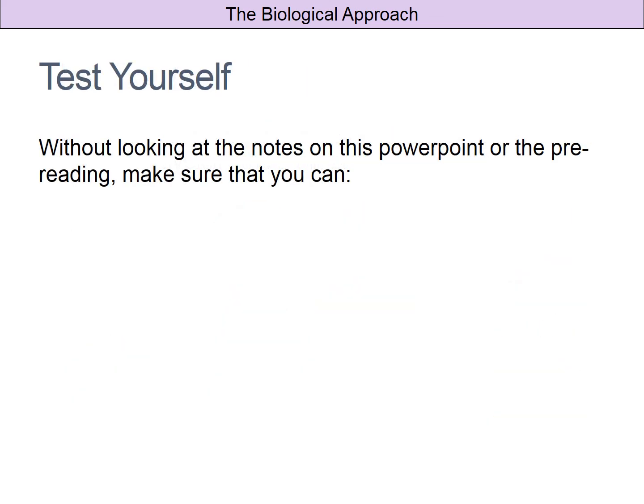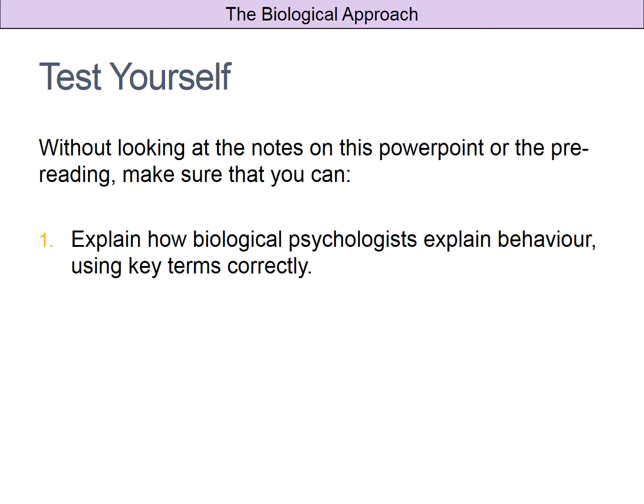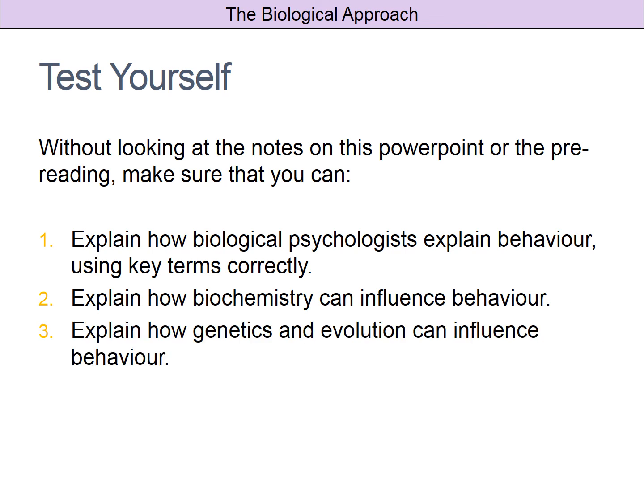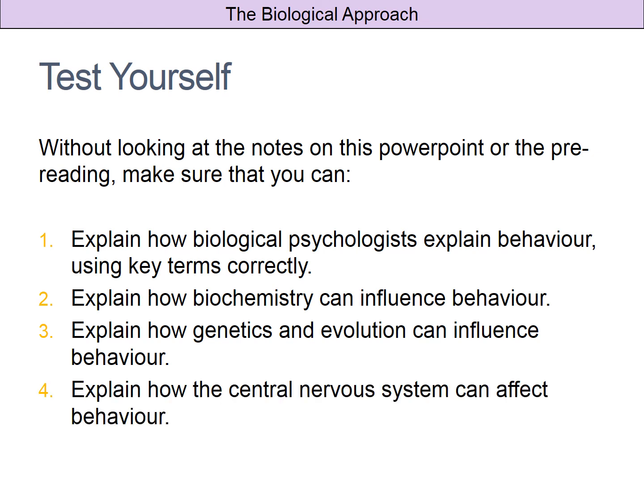So, things that you need to know before you come into the lesson. Make sure that you can explain how biological psychologists explain behaviour. So using key terms, can you give a summary of that? Secondly, explain how biochemistry can influence behaviour. Thirdly, explain how genetics and evolution can influence behaviour, and that link between genetics and evolution is very important. And lastly, can you explain how the central nervous system can affect behaviour?